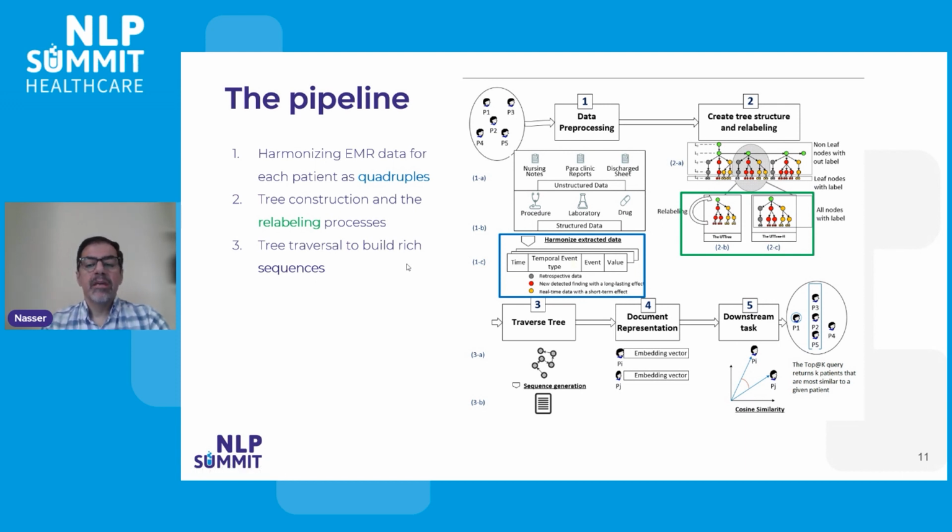In the third phase, the tree is traversed to create sequences, and in step 4, we use the sequences to generate embedding vectors to make them comparable. Currently, we use a basic technique named Doc2Vec to make the representation and compare the patients, but it could be improved in future work. And finally, at step 5, we compare any two patients based on their vectorized representation for patient similarity.